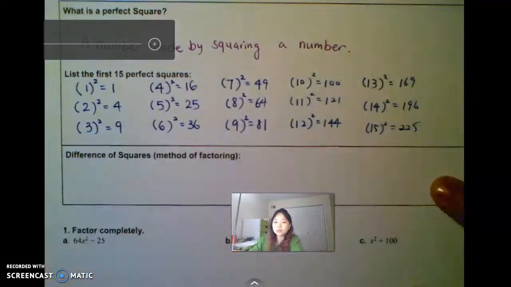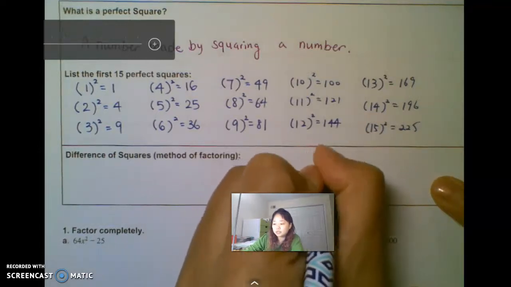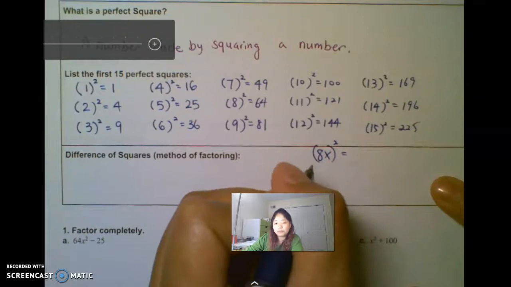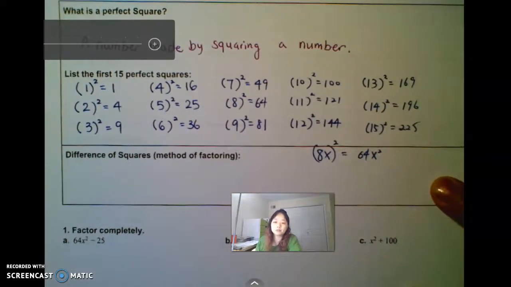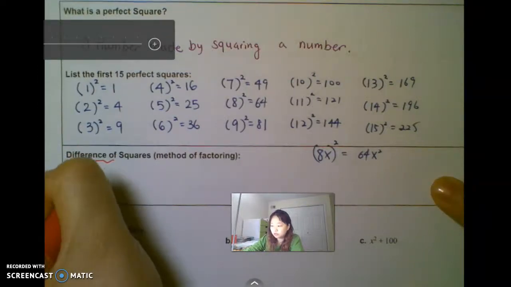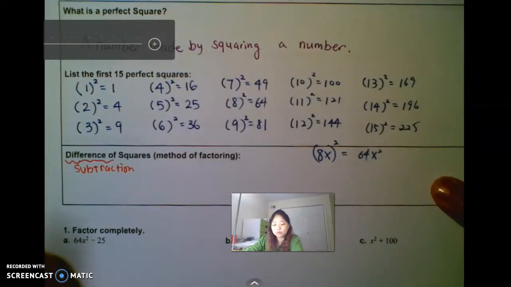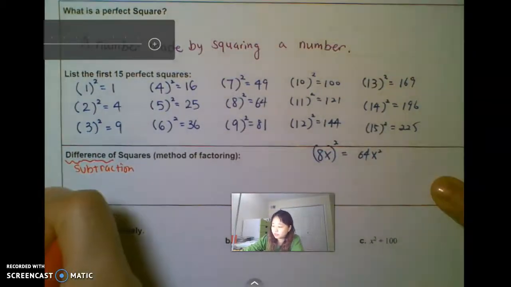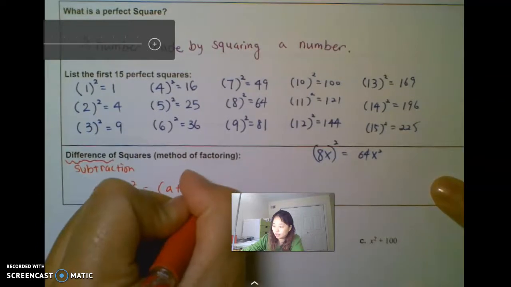Now, we're going to have some variable next to it. So it might be something like, what is 8x squared? Well, that would be 8 times 8, 64, and x times x is x squared, right? So that's a perfect square. Difference of squares only works if it's a difference. If it's a subtraction between two perfect squares, then you can always factor this as a plus b and a minus b.